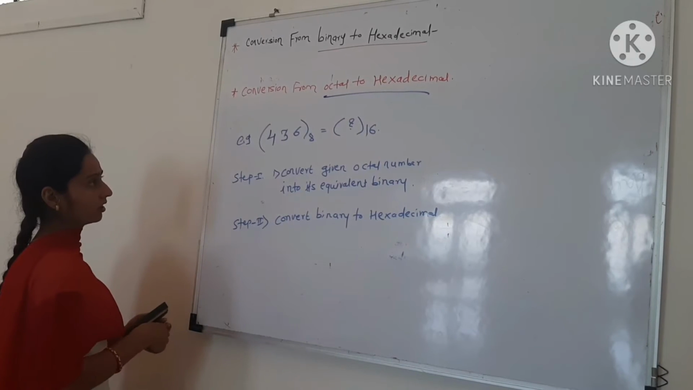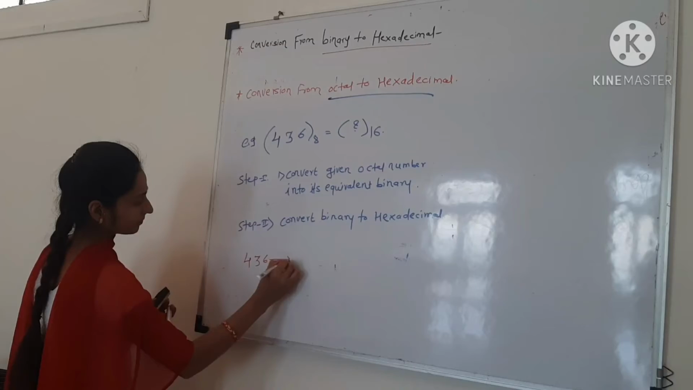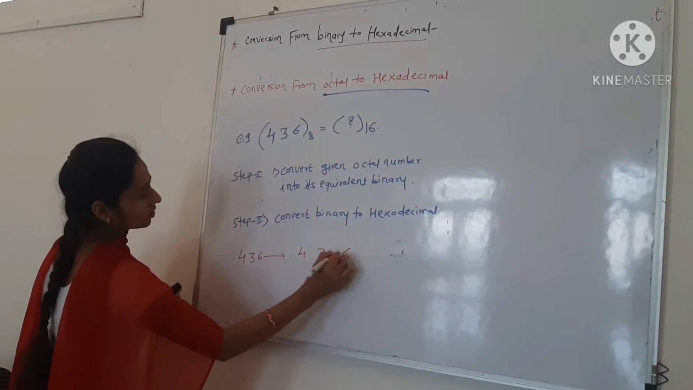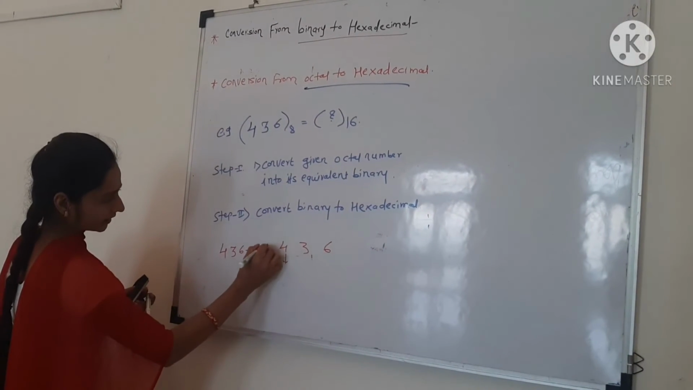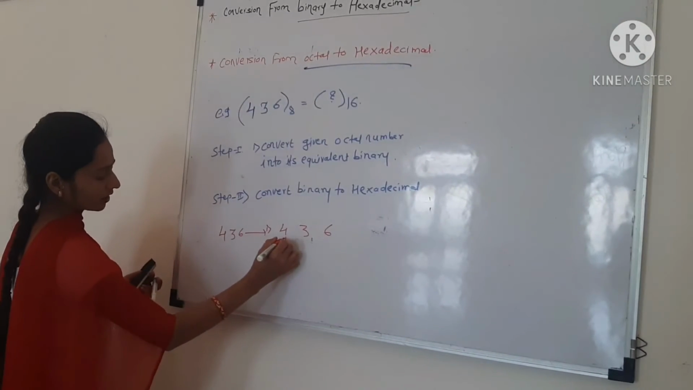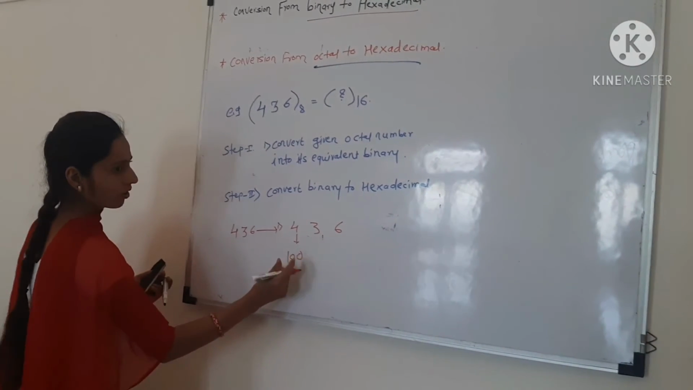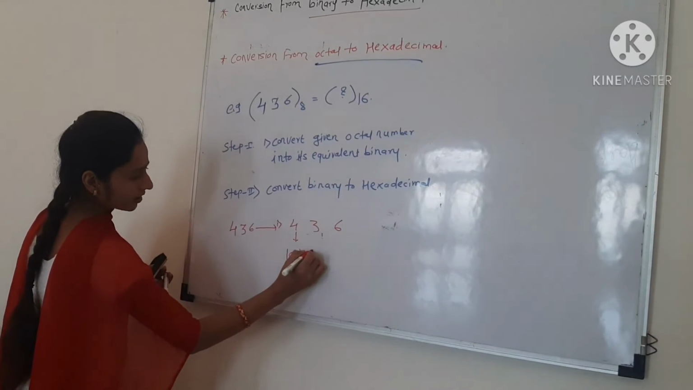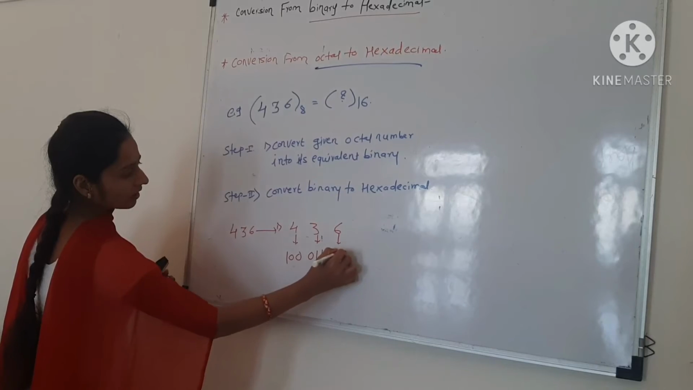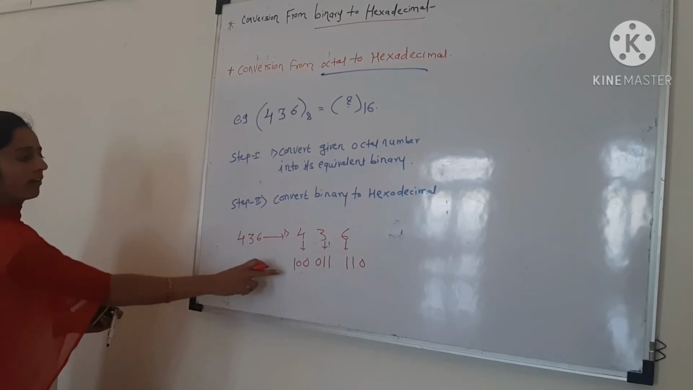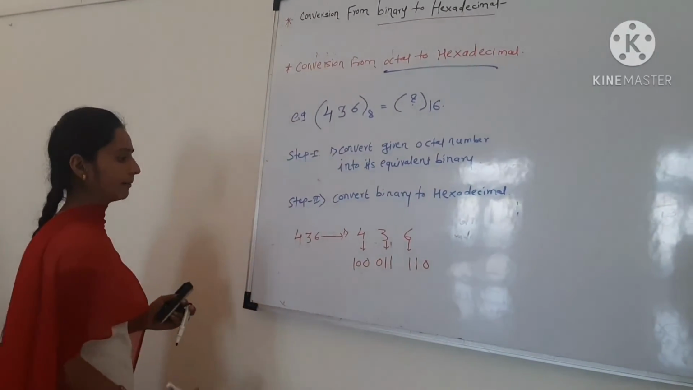So write down our given octal number, that is 436. What is the first step? Convert into its equivalent binary, means we have to write its equivalent binary number. What is the equivalent of 4? That is 1 0 0. What is the equivalent of 3? 0 1 1. And what is the equivalent of 6? 1 1 0. So this is our first step, that is converting the given octal number into its equivalent binary.